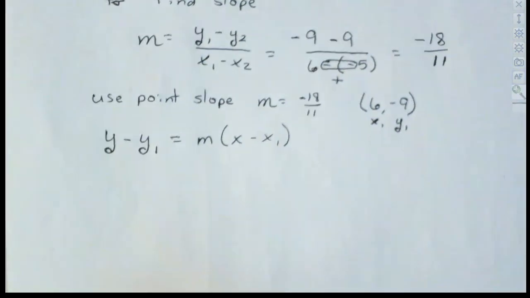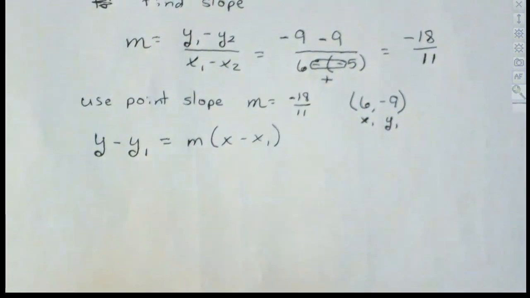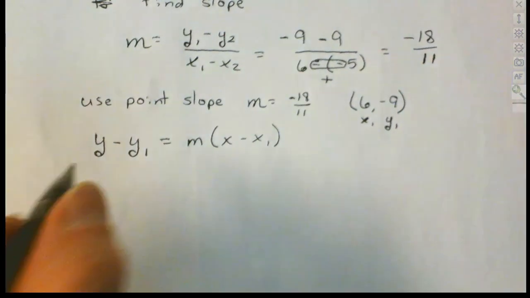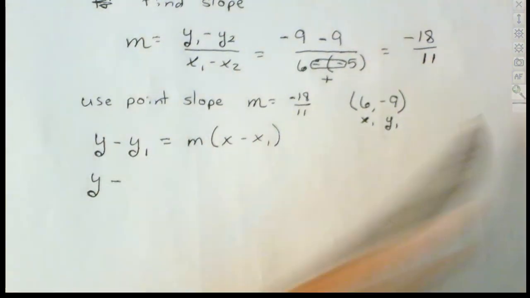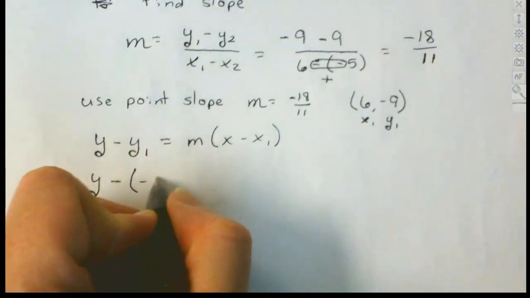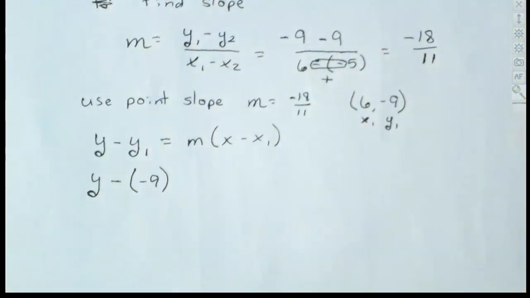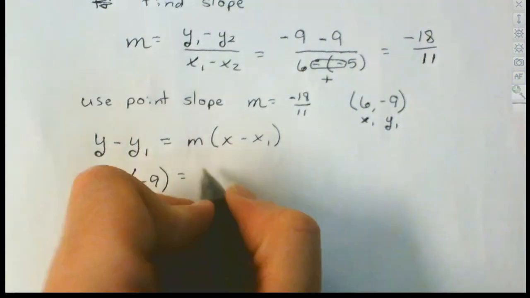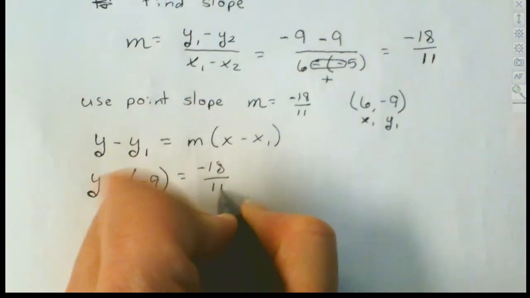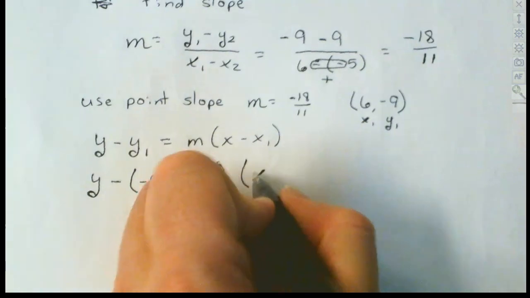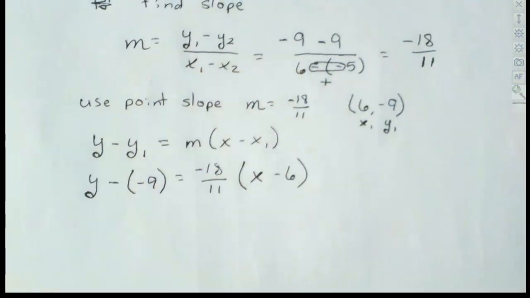I always think it's very, very important that you take the time to write the formula down. That way you got it, that way you can see it, that way all the parts go in the right places. Now we fill it in. So that's going to be y minus, watch your signs there, a minus 9, so that's another double negative. And that's going to then equal a minus 18 over 11 times x minus 6.